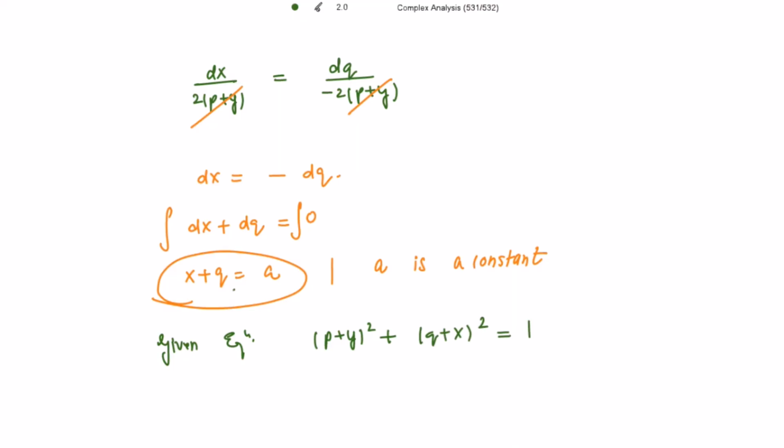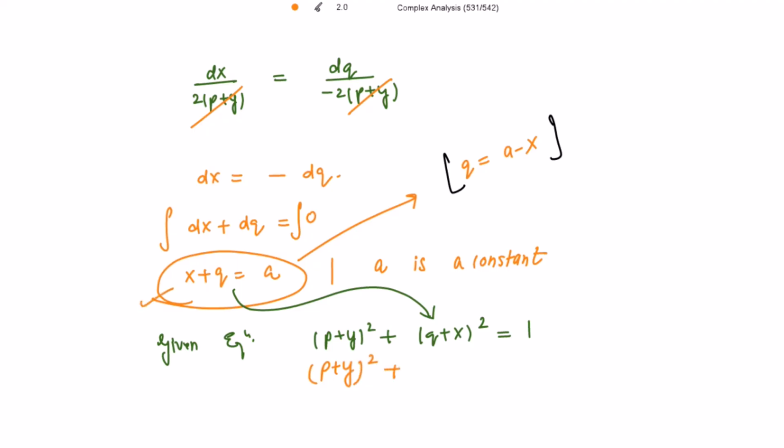So let's put the value of q + x over here. So this is (p + y)² plus q + x is a, so this is a², equal to 1. So we are getting (p + y)² to be equal to 1 − a², and p + y is equal to the square root of 1 − a². That is, the value of p is the square root of 1 − a² minus y.